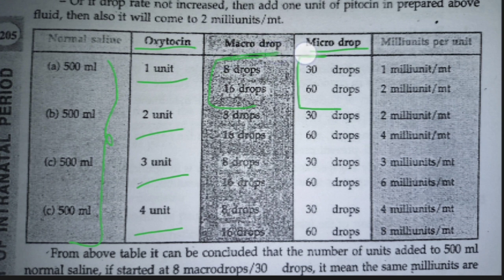Now what are macro and micro drops? Macro means more, micro means little. From one drop to the other drop, the time is measured to see macro and micro. Like if you see, we have 8 drops, 16 drops. From one drop to the other drop, we do have time, a few seconds. That is macro. But if you see here, 30 drops, 60 drops. In 1 minute, 30 drops. How fast will it be falling? We don't have that time we get in macro. So we have very little time, very few seconds here from one drop to the other drop. That is micro drops. So this is how oxytocin is calculated.